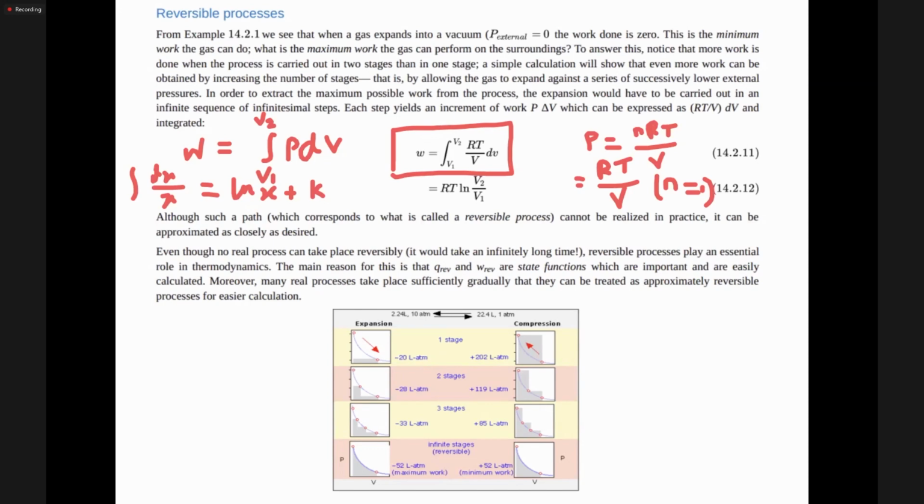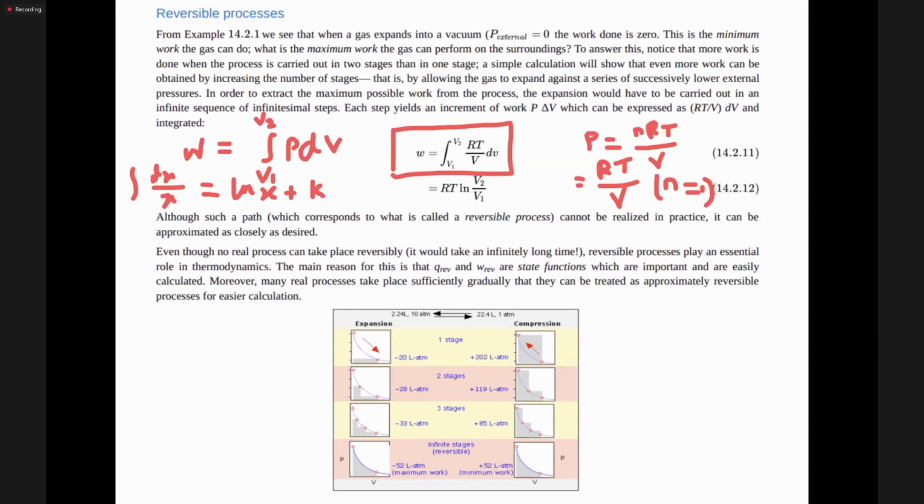So we will see it is RT times the integration of V1 to V2 of dV by V. It leads to ln V2 minus ln V1. For two logs, if we subtract them, the terms will be divided by each other. So it will be W is equal to RT ln V2 by V1.